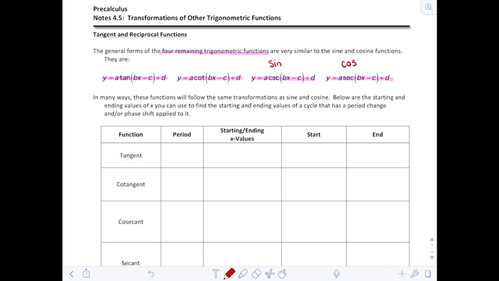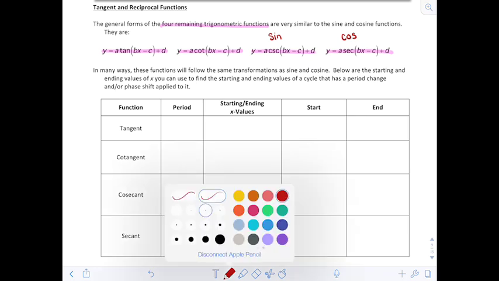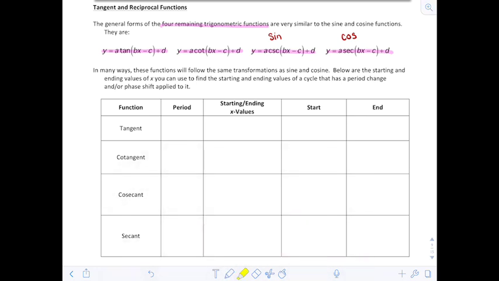Okay, so we're going to take a look at just a few of the characteristics before we get started. These are a little simpler to draw. Really we're going to base our drawings off of the asymptotes and the movement that they have. So it says in many ways these functions will allow the same transformations as sine and cosine. Below are the starting and ending values of x that you can use to find the starting and ending values of a cycle with a period change and or a phase shift applied to it.